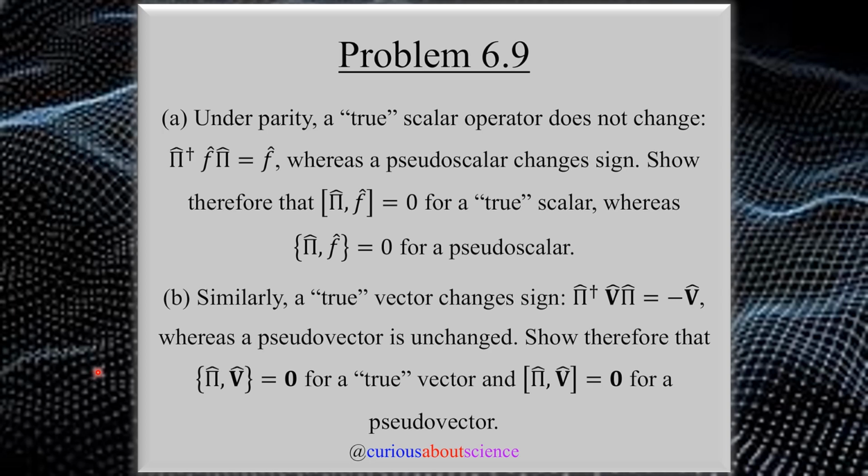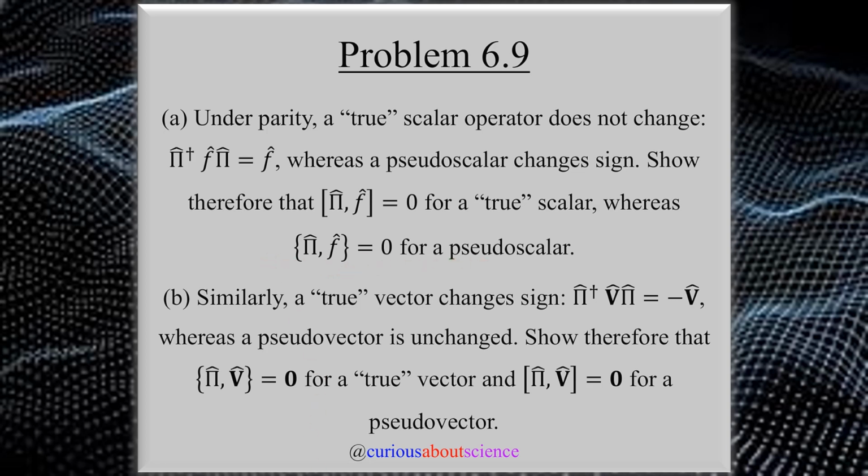In question 6.9, we are tasked with two parts. In part A, under parity, a true scalar operator does not change. So the transformation on a scalar operator leads to a scalar operator unchanged, whereas a pseudoscalar changes sign. Show therefore that the commutator of the parity operator and a true scalar equals 0 for the true scalar, whereas the curly brackets with the operator and a scalar operator equals 0 for a pseudoscalar.